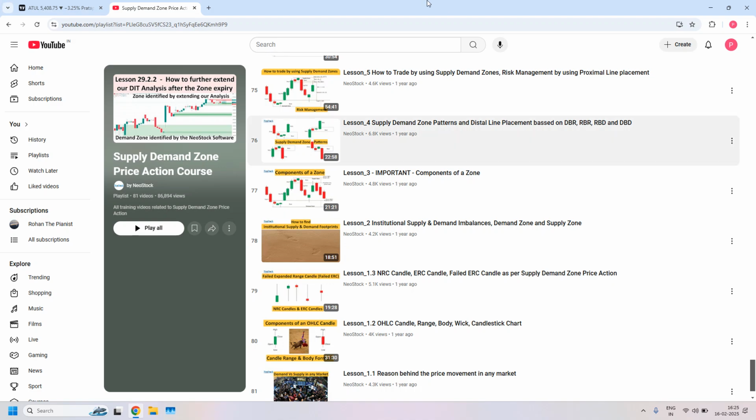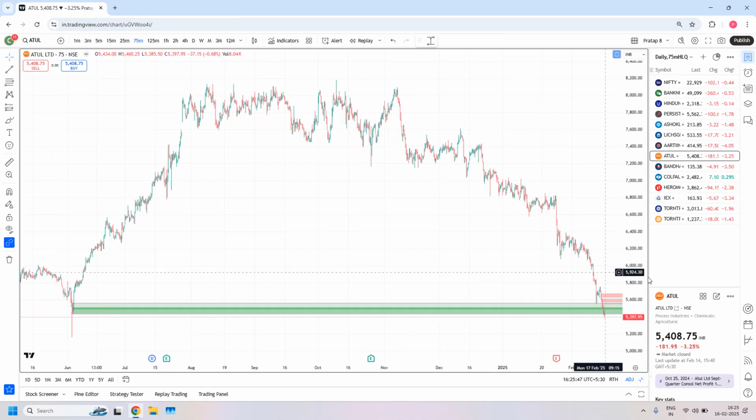Okay, now let's get into our analysis discussion. In the previous end of the day report, we identified 12 high liquidity zones from the daily and 75 minutes time frame. The first trade we got is Atul. Atul is a 75 minutes high liquidity zone.